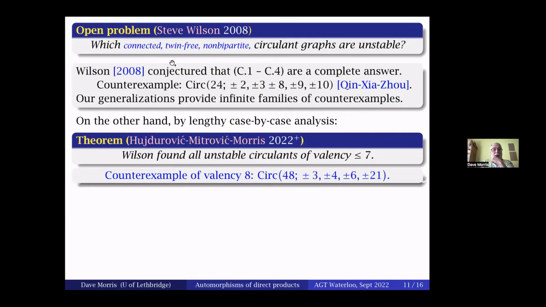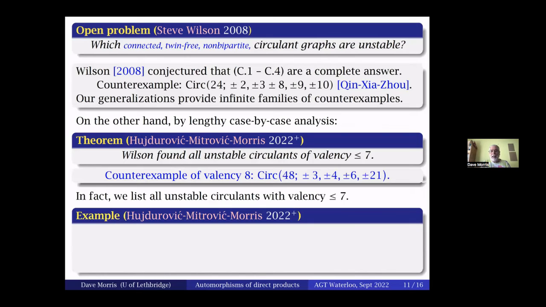But we did more than this. So yeah, Wilson was right up to valency 7. But the way we did this, we didn't just prove that the graphs of valency 7 or less satisfy Wilson's conditions. We actually found all of the circulants of valency less than or equal to 7 by using its conditions. What we did was we made a list of all unstable circulant graphs of valency 7, but it's not a list. There's a different list for each valency. And the theorem I stated just a little while ago was fairly complicated. These lists are not complicated. Let me just give you an example.